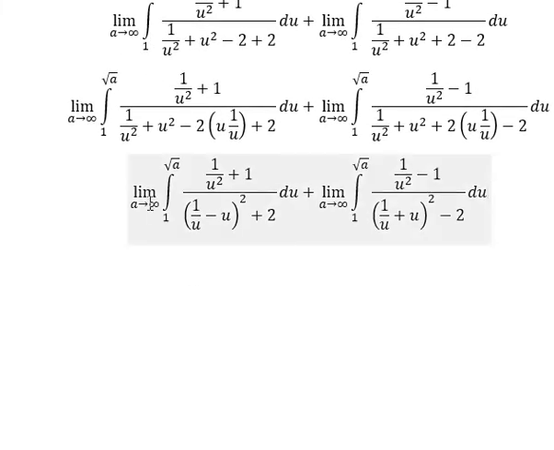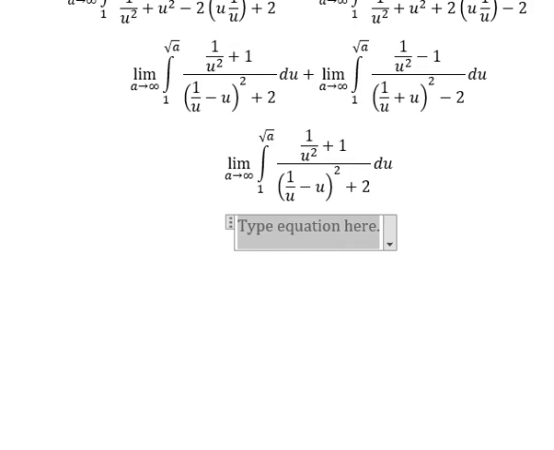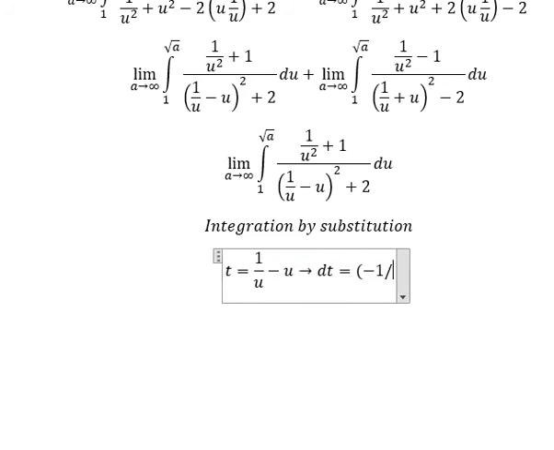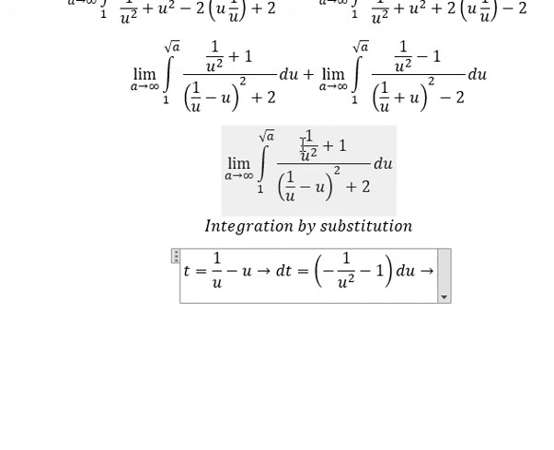Now we concentrate on this one. So we can use integration by substitution. So I will put t equals this one. Later we need to first take the derivative of both sides, and we have negative 1 over u squared minus 1 du. So we see that this is positive and positive, so I can move the negative to the left.